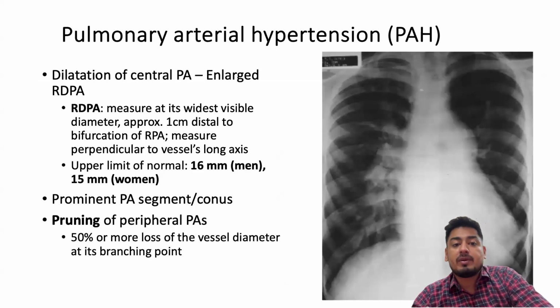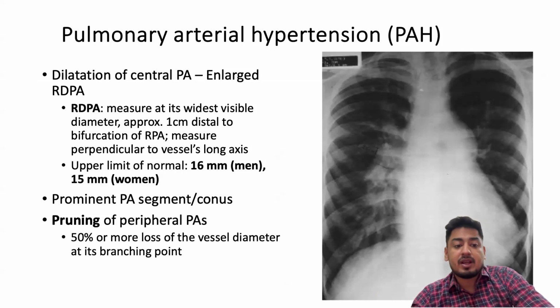Now coming on to pulmonary arterial hypertension, how to tell whether pulmonary artery hypertension is there or not on the basis of X-ray. So if you get a case of mitral stenosis, then you have to tell whether it is associated with PH or not. In that, you have to see the dilatation of the right descending pulmonary artery. As you can see in this X-ray, the right descending pulmonary artery at the right hilum is dilated. And how can you tell whether it is dilated or not objectively? If it is more than 16 mm in men and more than 15 mm in women, then the right descending pulmonary artery is dilated.